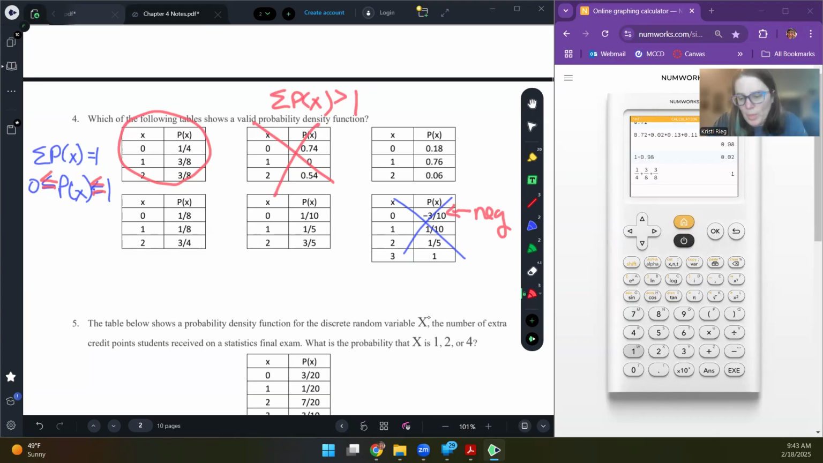Okay, next one we have, and we're just going to keep adding these until we figure out all of them, because that's the second step. So we have 0.18, 0.76, 0.06, 1, perfect. Let's see, 1/8. Where's my calculator? I wonder if I could touch on my tablet. Okay, well I can, but it's not very fast. I'll use my keyboard. 1/8 plus 1/8 plus 3/4.